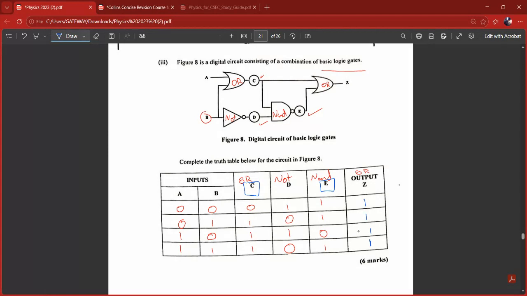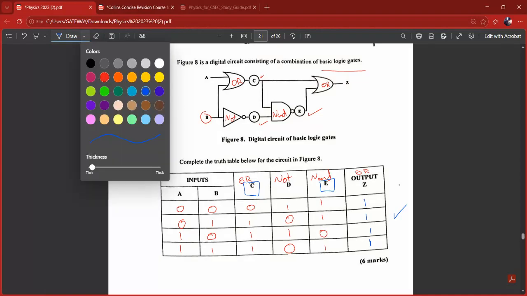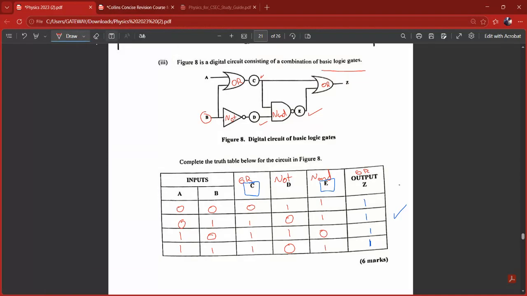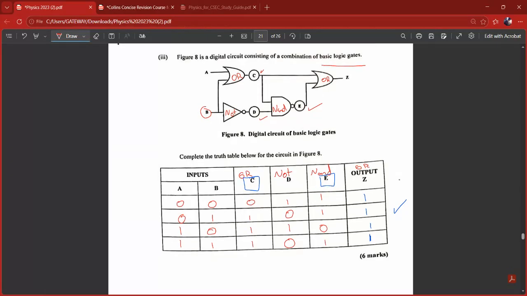So this is basically the solution for this table here for 6 marks. So you get 1, 2, 3, 4, 5, 6 columns, so you get a mark for each column. You have to get everything correct in each column to get a mark basically. And there's any solution here, right? Right.